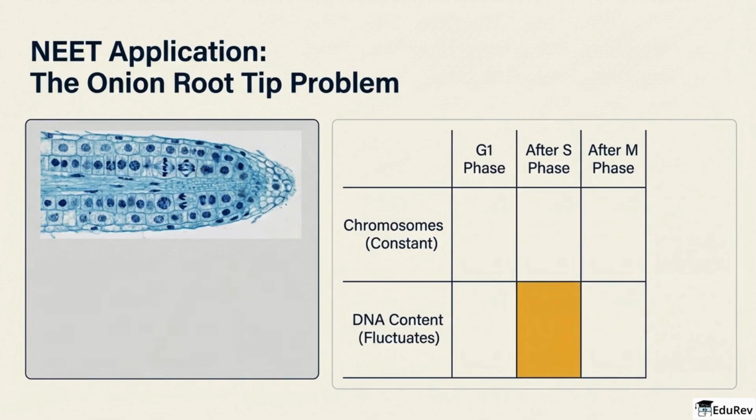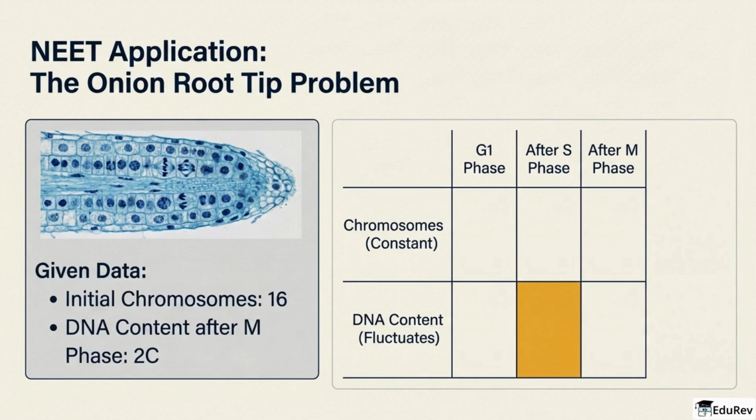A practical NEET example is shown through the onion root tip problem. The key data is that the initial chromosome number is 16 and that number remains 16 after the M phase. What changes is the DNA content. It goes from 2C to 4C in S phase, then returns to 2C after M phase.